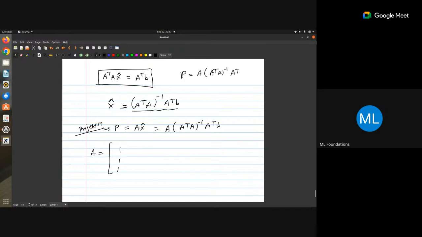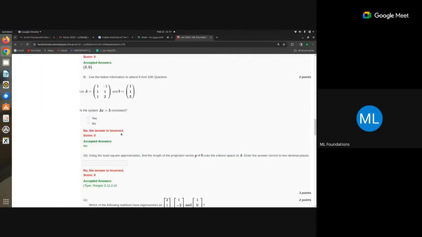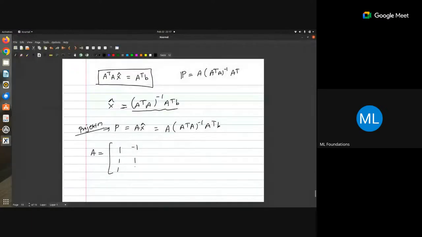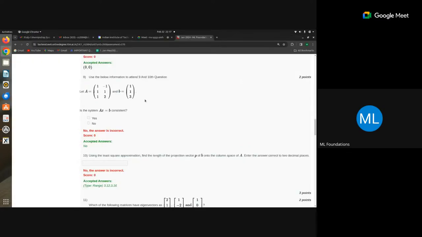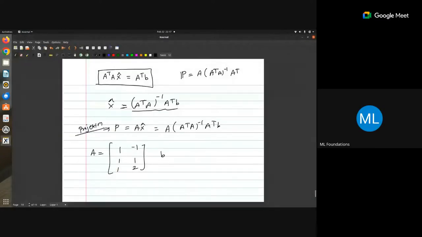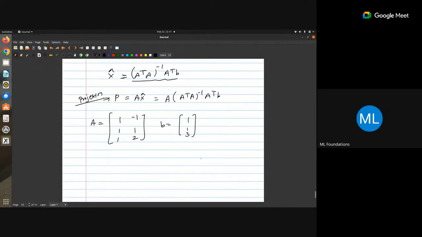1, 1, 1. -1, 1, 2. One, one, three. Now how will you solve this? Maybe I'll try to find A transpose A first, right? And then find the inverse of it.